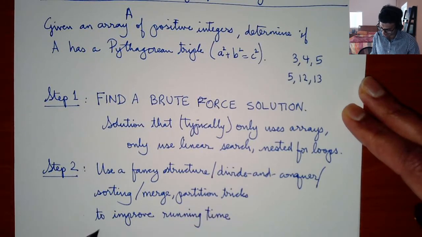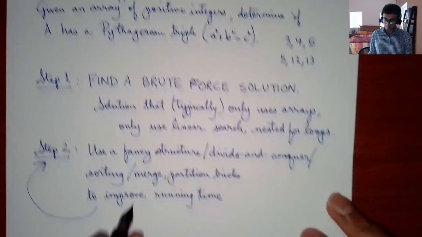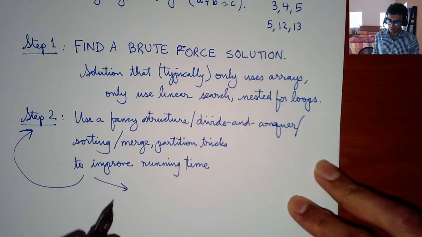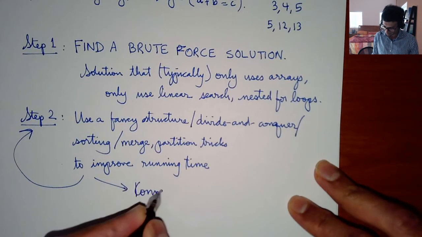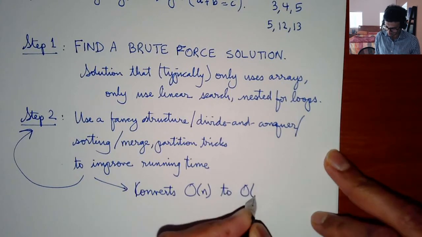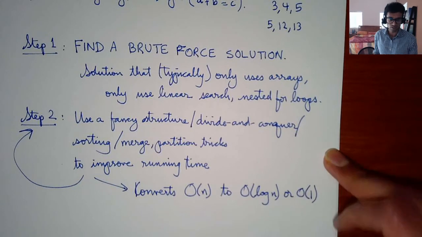And this process is often, you keep going back and doing it. You keep trying to improve it, and you see how far you can get. Typically what this does is this converts O of n to an O of log n or O of 1. And I'll show you an example of that.